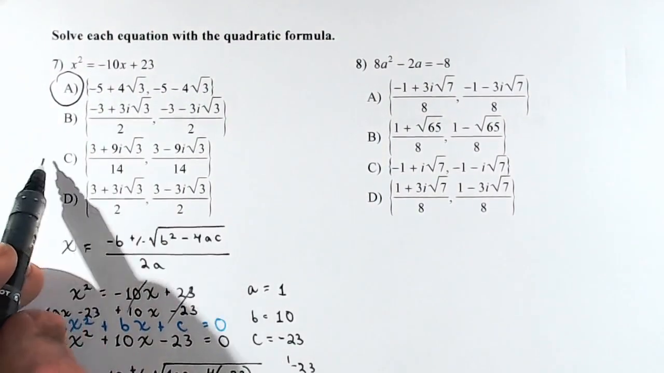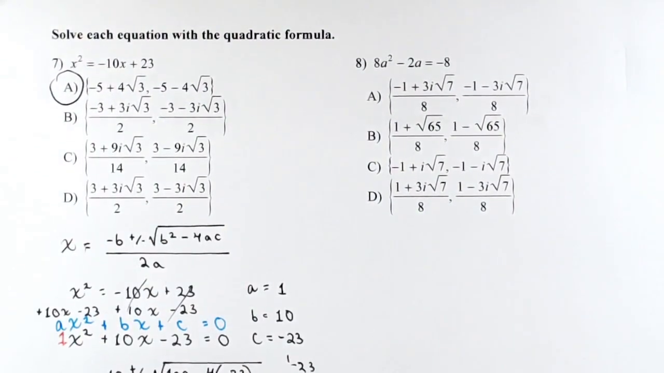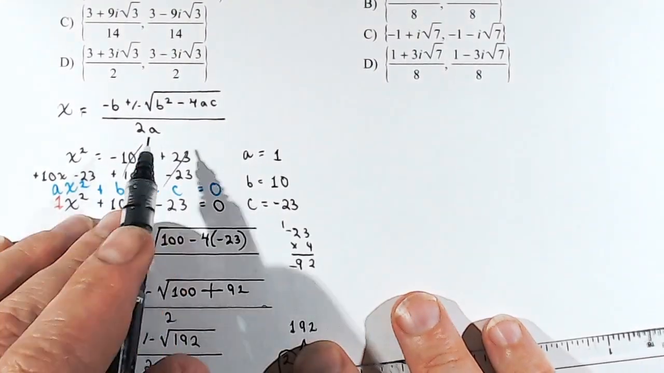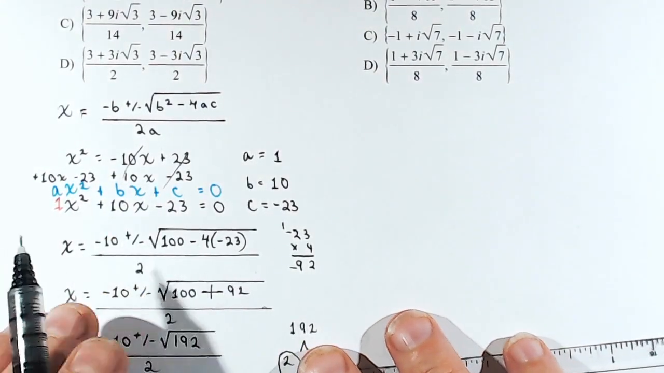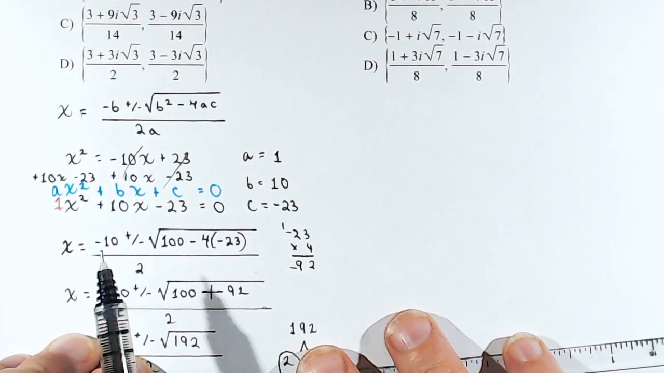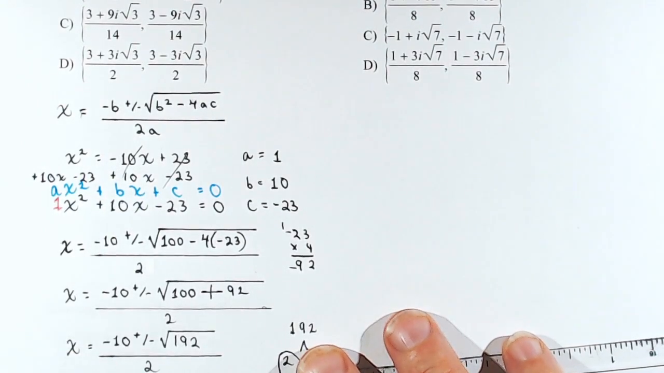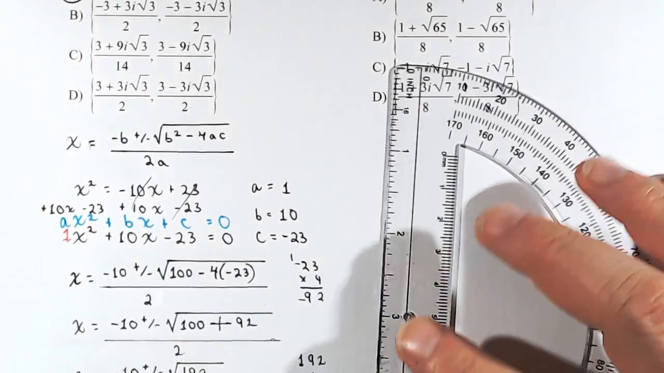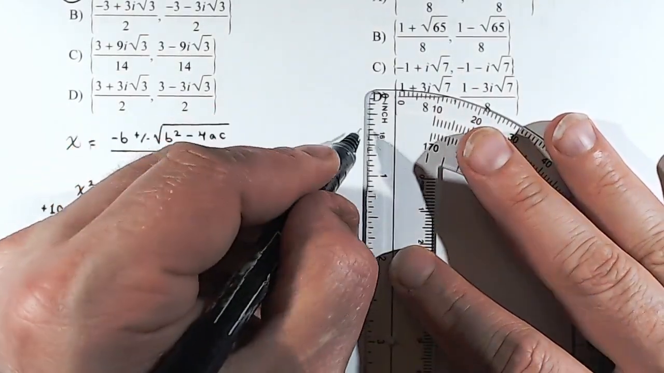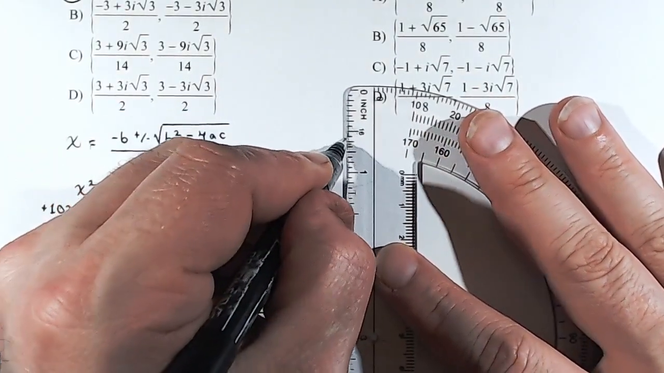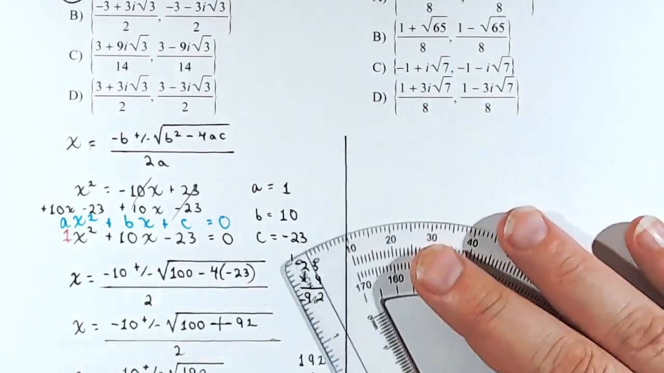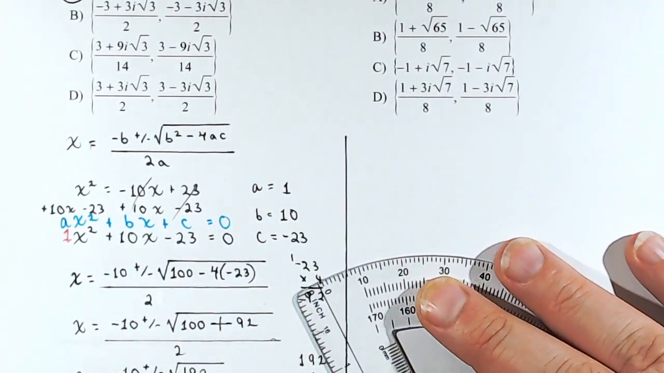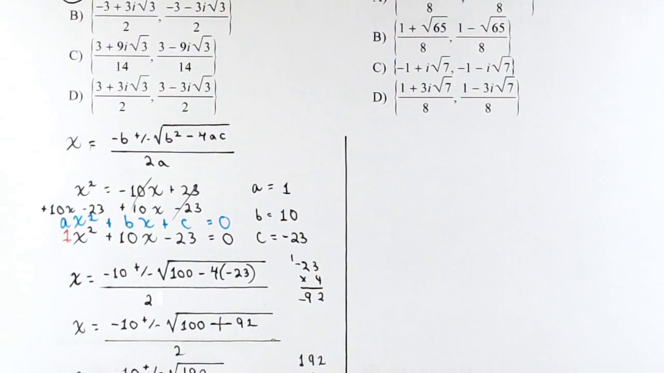So we could have eliminated B, C, and D because we would know for sure, since b squared minus 4ac is not negative, that real roots exist, okay? So that's the answer to number 7, and we'll move on to number 8. I'm going to carve out some workspace here. So at number 8, we're doing the same thing.